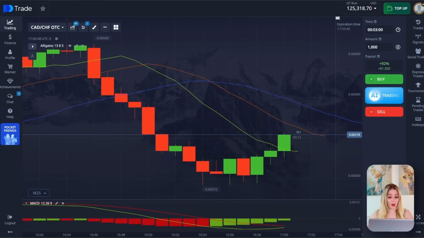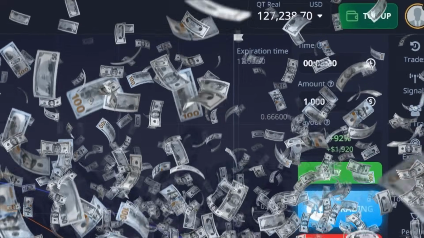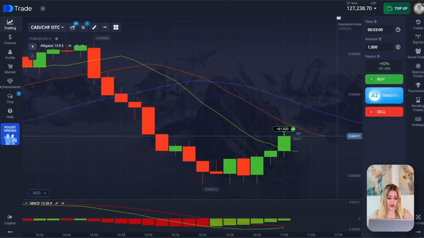Our fifth deal also closed in plus. It was not very interesting and productive. The price went not too far from the entry point, and also no intersections were observed during the trade.